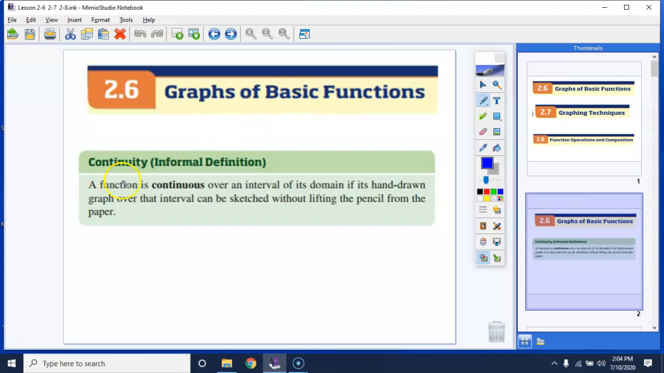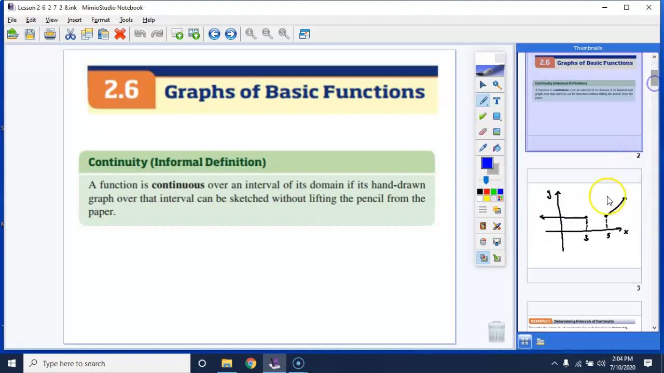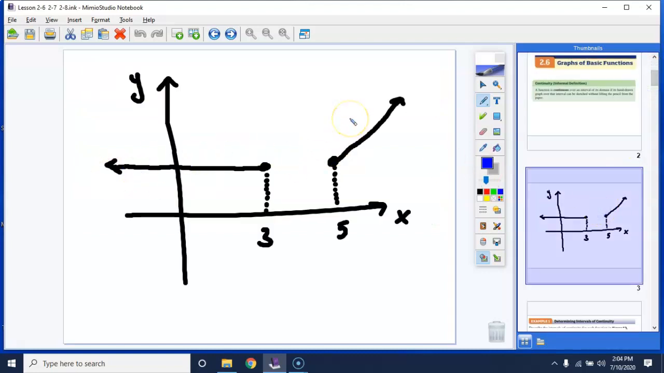So first of all I want to start with continuous function. A function is continuous over an interval of its domain if you can go over that interval without lifting your pencil. Let me show you what I mean over here. Let's say this is my function f. To graph this, we are fine up to this point, right? But to move on, I have to lift off my pencil. So you're going to say that this function is not a continuous function.